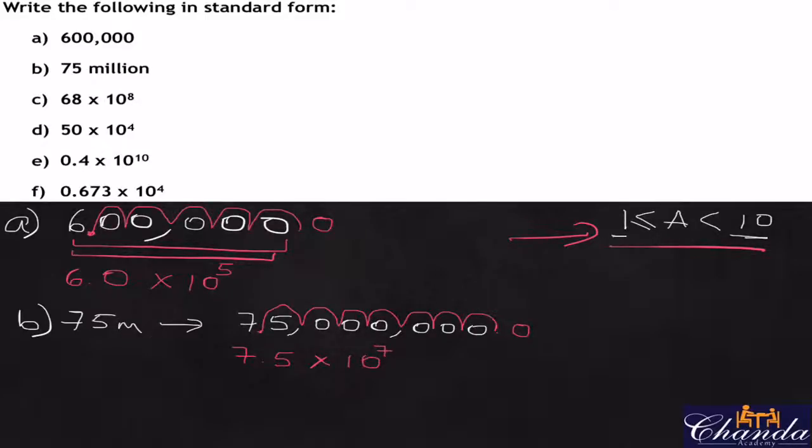Okay, and now this is in standard form, because the number right there falls between 1 and 10, and obviously we are writing it in terms of the power of 10, so that makes it in standard form. Alright, now let's have a look at C and D.